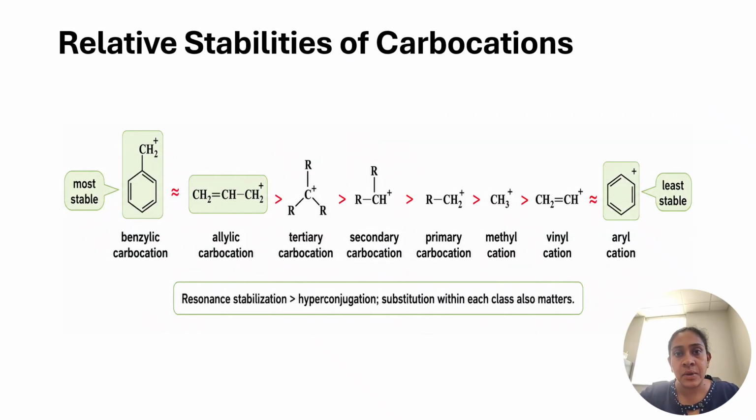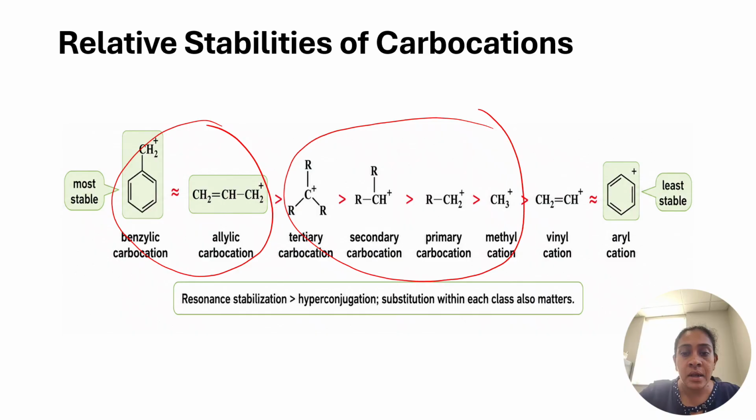Before answering the next questions, let's quickly review our carbocation stability trend. Resonance stabilized carbocations such as benzylic and allylic carbocations are relatively stable because of the resonance stabilization. For simple alkyl carbocations, remember the trend. Tertiary carbocations are more stable than secondary, and then they are more stable than primary carbocations and then methyl carbocations. The number of carbon groups attached to the positively charged carbon is therefore very important.